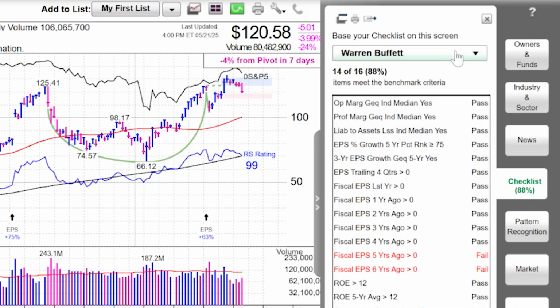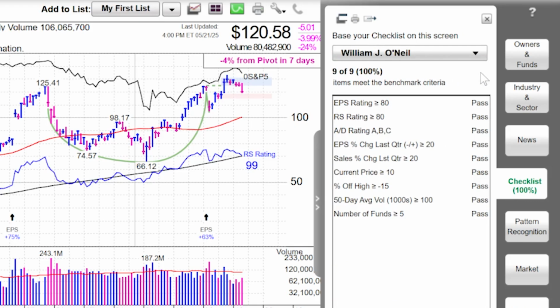So MarketSurge comes with a few different checklists. The one I'm showing here is a Warren Buffett checklist, and this is essentially like a reverse screen. So instead of screening for a bunch of stocks, we're looking at this sort of Warren Buffett related screen that MarketSurge makes and seeing how many of the criteria for this screen Palantir meets. So you can see that it failed based on earnings per share 5 and 6 years ago. That's likely because this is a relatively newer company.